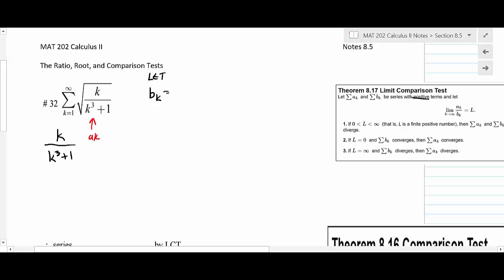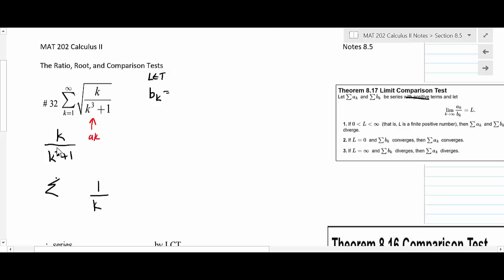You need to have all positive terms in this. This is pretty easy to verify. A sub k has all positive terms because k is positive, right? That's going from 1 to infinity. Now if you just ignore the square root, pretend like the k is not there, what is a series that you've learned about? I'll give you a hint here: 1 over something, k to something. Any idea there? P series, right. P series is 1 over k to the p power, right?